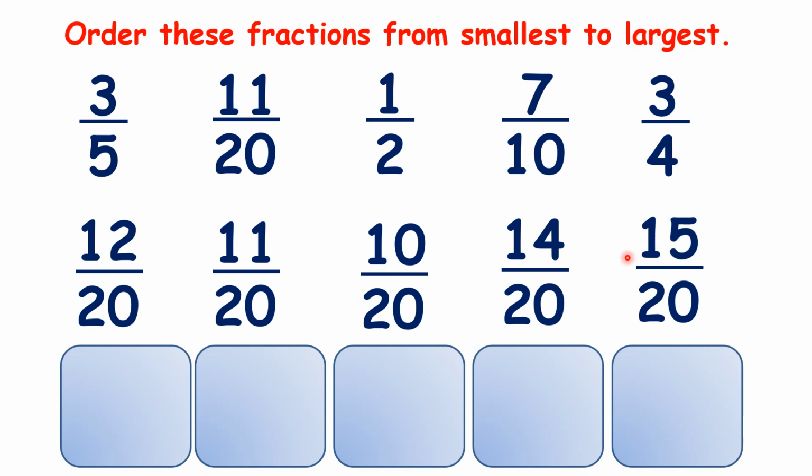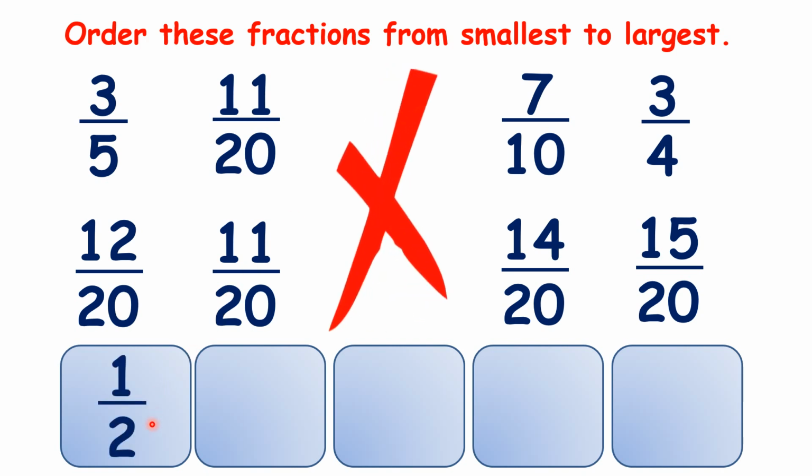So now that we have found our equivalent fractions, we've done the difficult part. Now, all we need to do is order them. So, of course, 10/20 is our smallest fraction, and that was equivalent to 1/2. And notice when we're ordering fractions, we don't order the equivalent fractions, we order the fractions we're given, so we write 1/2 here, not 10/20.